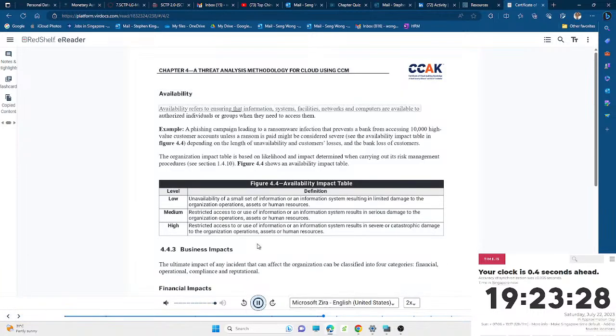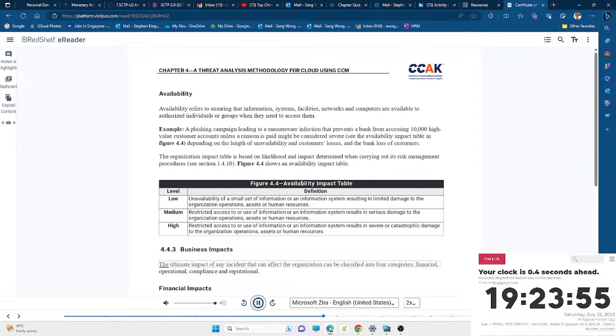Availability refers to ensuring that information, systems, facilities, networks, and computers are available to authorized individuals or groups when they need to access them. Example: a phishing campaign leading to a ransomware infection that prevents a bank from accessing 10,000 high-value customer accounts unless a ransom is paid might be considered severe. See the availability impact table in Figure 4.4, depending on the length of unavailability and customers' losses, and the bank loss of customers. The organization impact table is based on likelihood and impact determined when carrying out its risk management procedures. See section 1.4.10. Figure 4.4 shows an availability impact table.